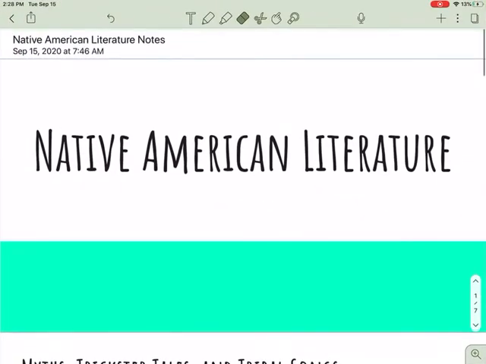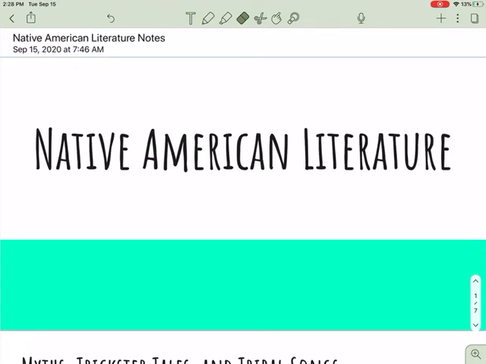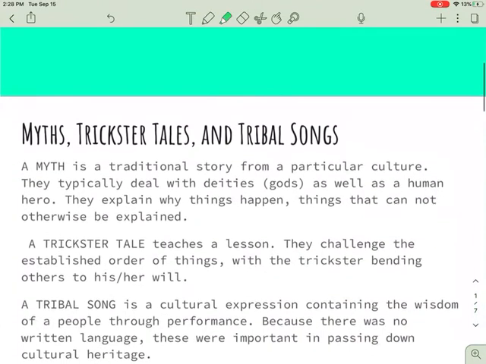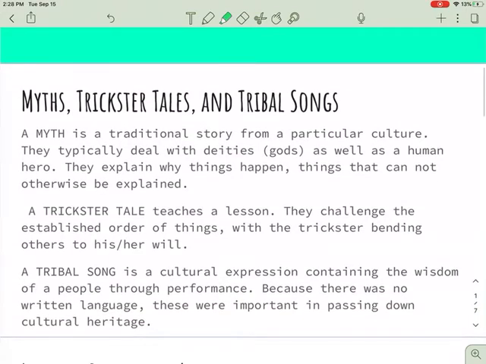All right, so today we're going to talk about a little bit of background for our Native American literature unit. As we get into this, we're going to be focusing on three types of stories. We have myths. A myth is a traditional story from a particular culture. It typically deals with a deity or god or gods, as well as a human hero. Okay? And it explains why things happen. It explains things that cannot otherwise be explained, right?